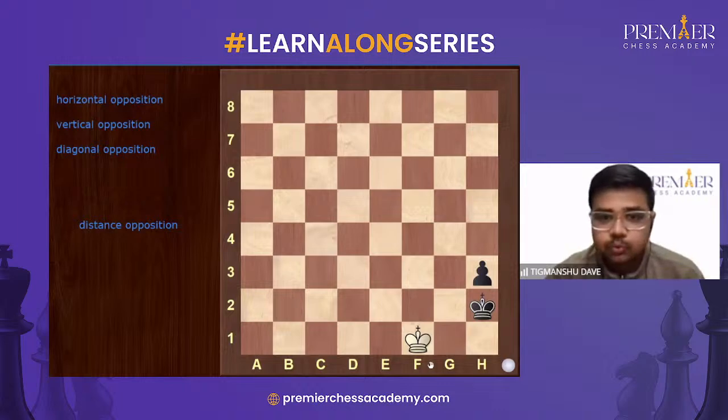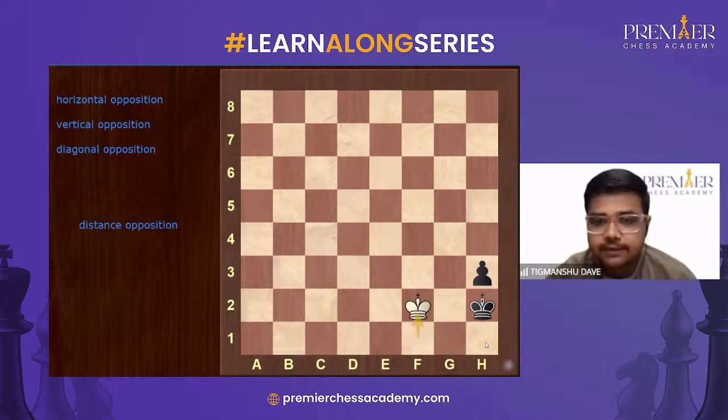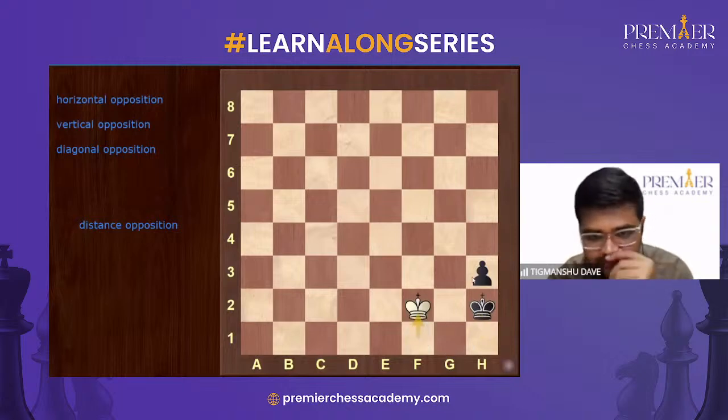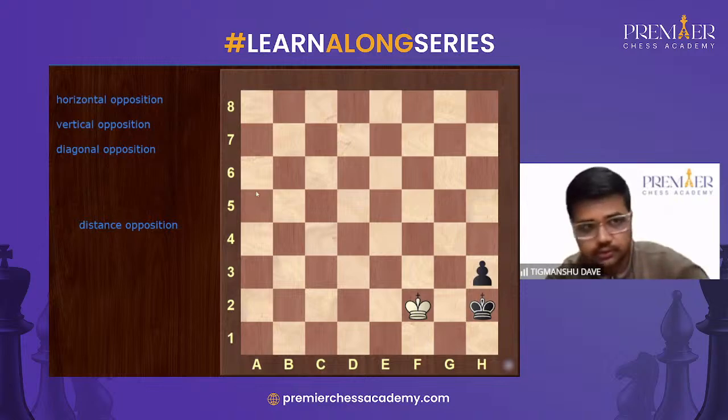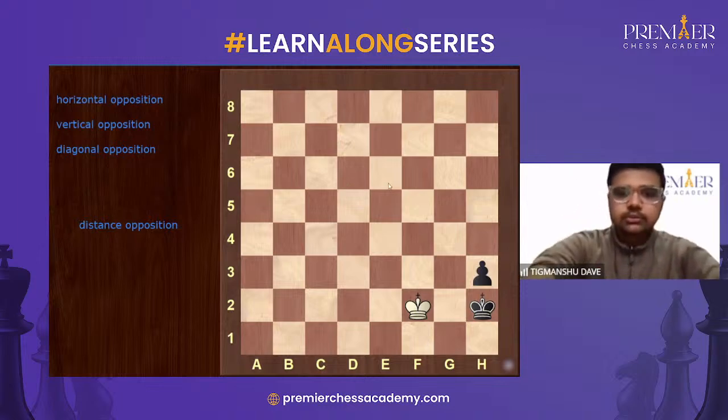Yep. King f2, king f2, and king h1, and you'll just simply take the opposition again and again. You'll not allow this black king to escape from the corner, because if you allow it, then the king and pawn will just simply push up, and black will win the game. So this is okay. Let's move into the next position.